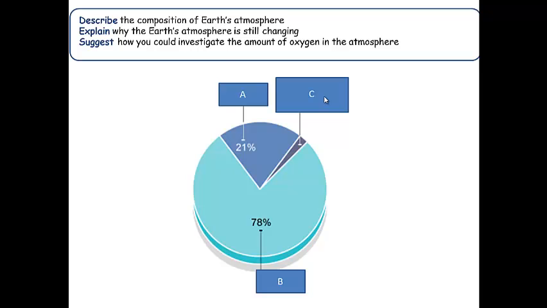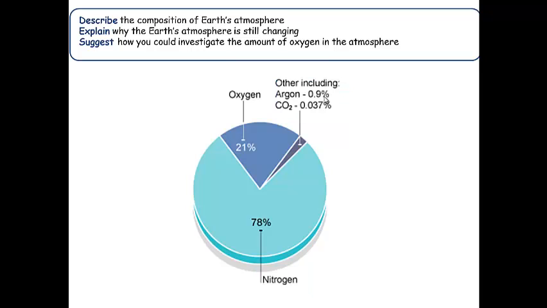Gas A, which you should have guessed, is oxygen. Gas B is nitrogen. And gas C is other gases, including carbon dioxide. So what you can see from there is that the atmosphere, from the early atmosphere, has changed in composition. We now have 78% nitrogen, 21% oxygen, and you can see from that that carbon dioxide is now a relatively small gas at 0.037.